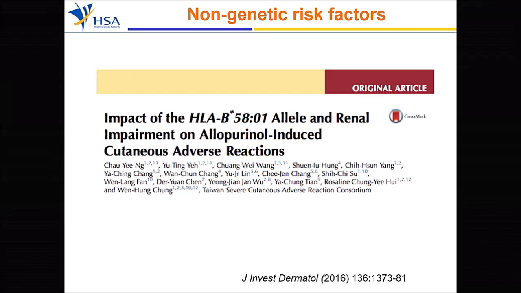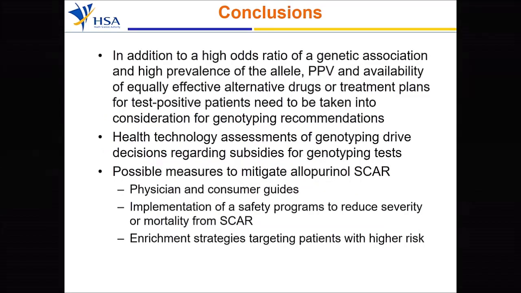I'd just like to highlight this paper that recently came out about renal impairment. They gave us some really strong evidence about having both HLA-B*5801 plus renal impairment as a very significant factor. And so that makes us think about whether that might be a subgroup that we do some genotyping, and we're working on that. So just to conclude, in addition to the high odds ratio of a genetic association and high prevalence in a population, we also need to consider the positive predictive value and the availability of alternative medications when we come out with a genotyping recommendation.